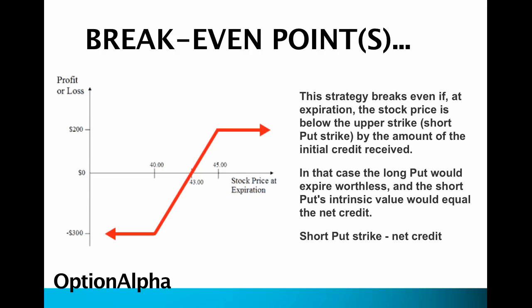With break-even points on this bull put spread, the strategy breaks even if at expiration the stock price is below the upper strike. So again, this is the short strike price or the short put option, by the amount of the initial premium. So you can see that our strike price on the upper strike is 45. So the break-even point would be 45 less the initial premium that we received. That would create this area here at 43, which would be virtually where our option breaks even.